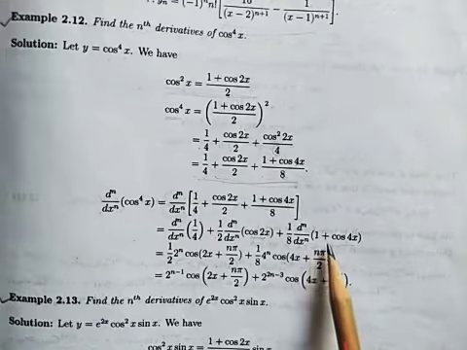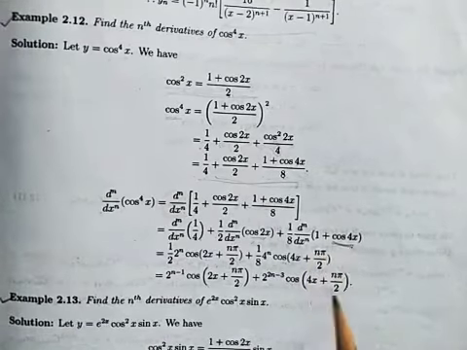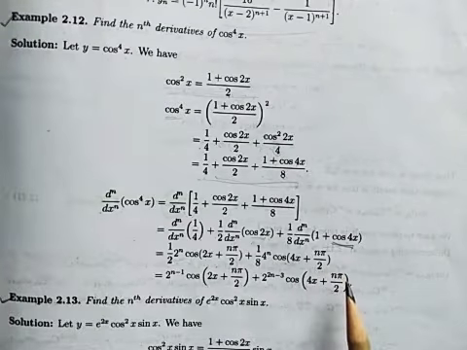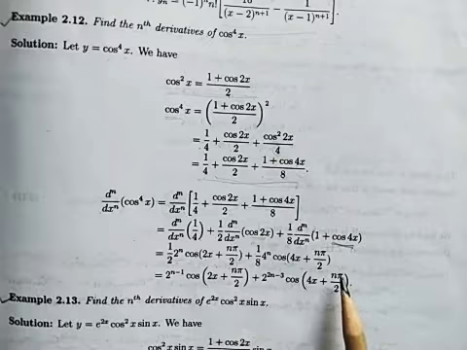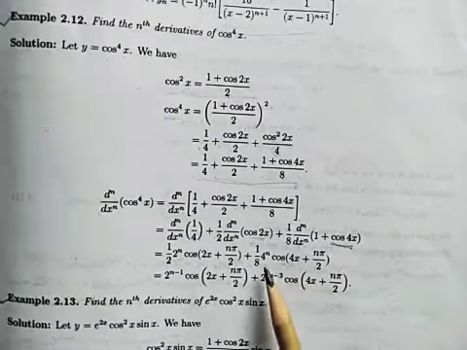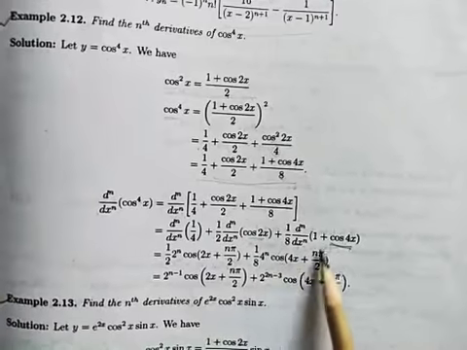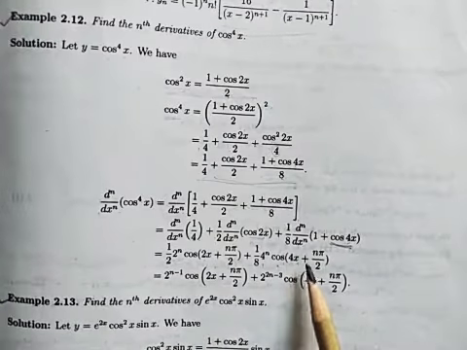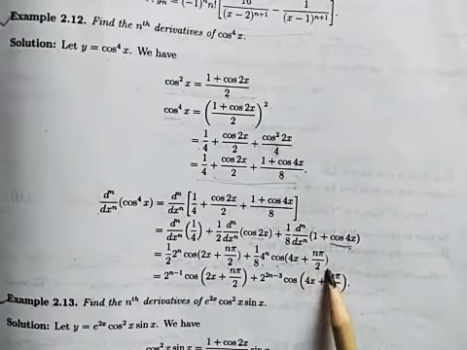Plus 1 upon 8, nth derivative of 1 is 0, again nth derivative of cos 4x, again using the formula. What is that formula? If y is cos of ax plus b, then its nth derivative is a raised to n cos of ax plus b plus n pi by 2. So this 1 upon 8 as it is, a raised to n, a is 4 raised to n cos of 4x plus b is 0 plus n pi by 2.